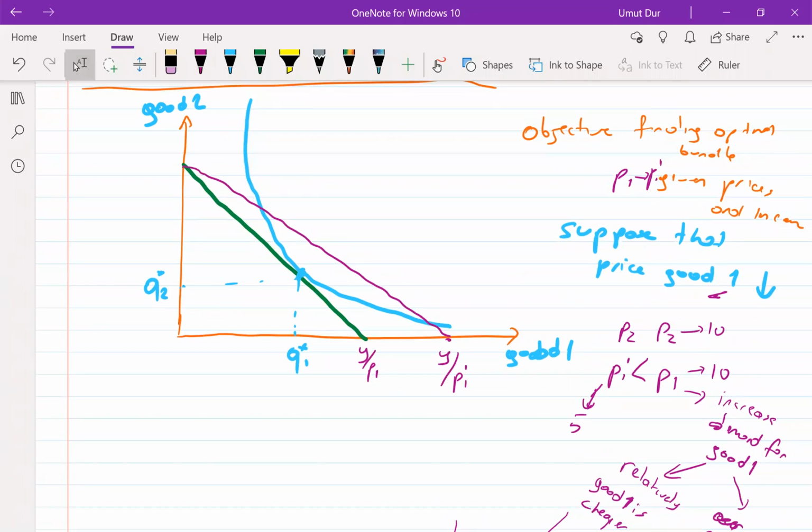And then the net effect is that there will be another indifference curve which intersects with this new budget line. So the amount of good 1 that I am consuming increases to Q1 prime, and the net effect of this price change will be this difference.